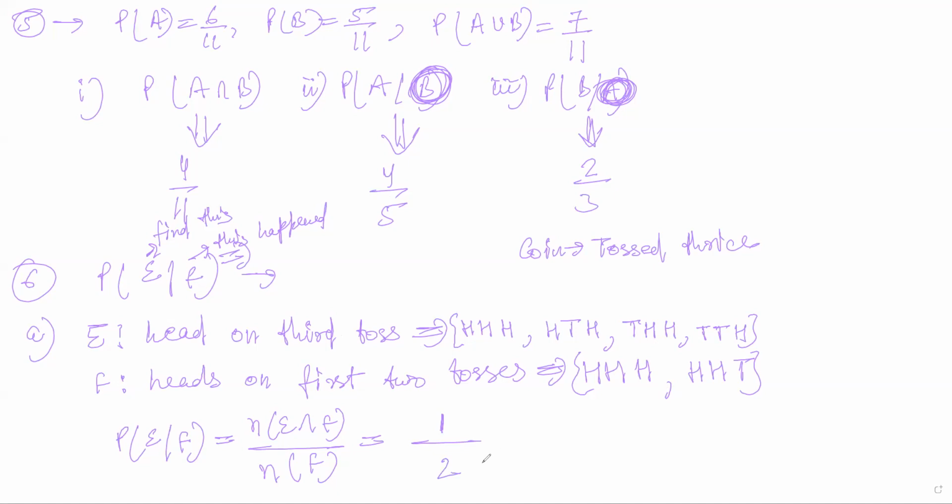The answer must be 1 by 2. Guys, can you solve second and third? Try them. Just try to write the whole event just like this. And then also tell E intersection F, which is HHH. Now you have been given the required information. You can use it.